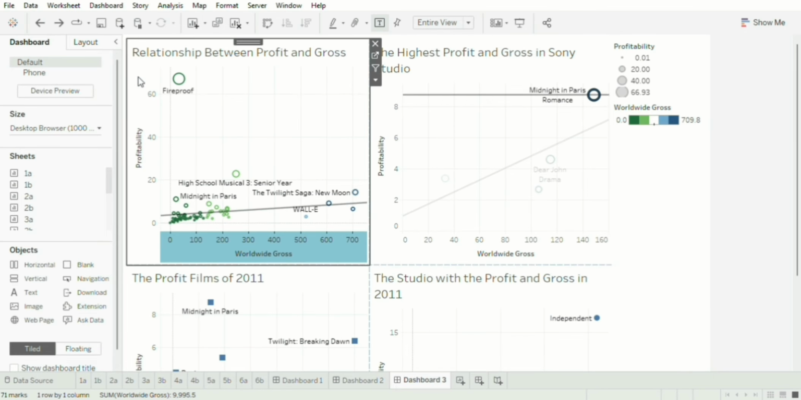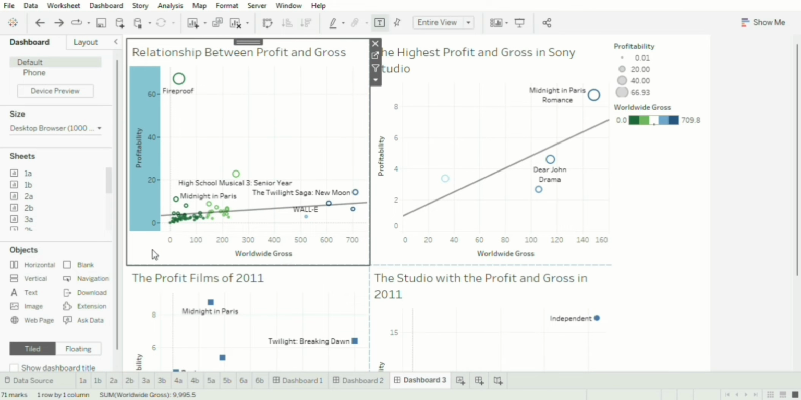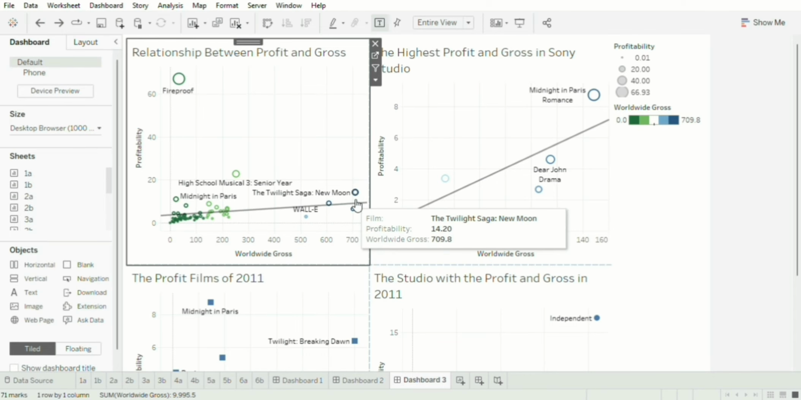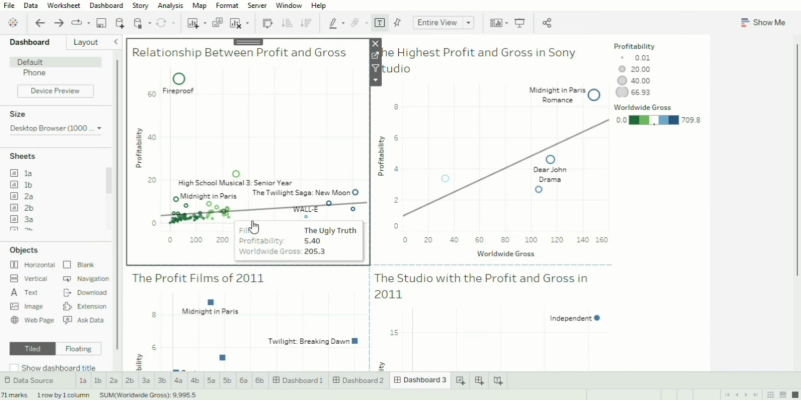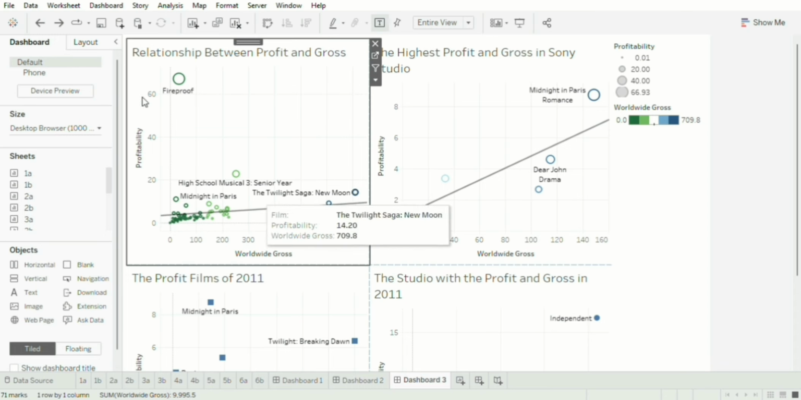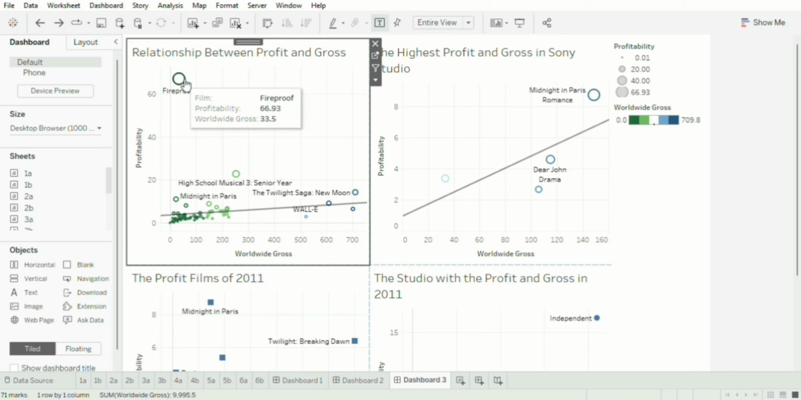Okay. Now let's talk about the relationship between profit and growth. Here, we can see that the trend line shows a positive relationship. It means that profitability and worldwide growth influence each other. If a film has worldwide growth, it has the opportunity to get a lot of profit. But the trend line also has outliers, an extreme condition with just one variable being the highest. In this case, for Fair Proof, the highest one is profitability, but they have extremely low worldwide growth.